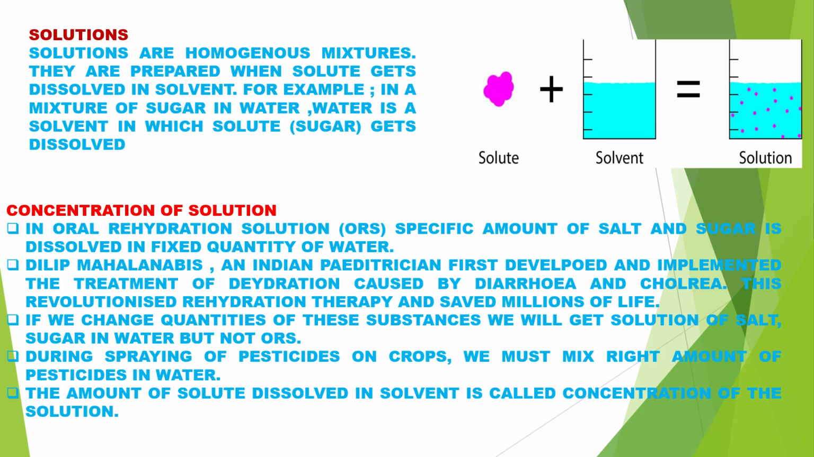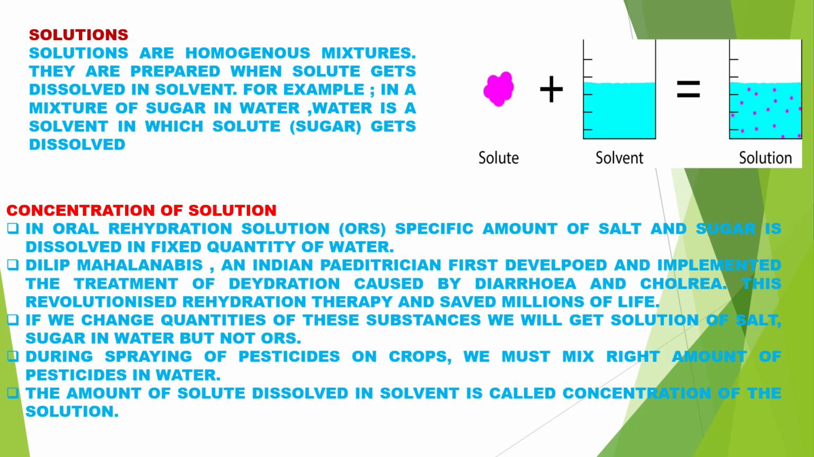Concentration of solution. In oral rehydration solution, ORS, a specific amount of salt and sugar is dissolved in a fixed quantity of water. Dilip Mahalanabis, an Indian pediatrician, first developed and implemented the treatment of dehydration caused by diarrhea and cholera. This revolutionized rehydration therapy and saved millions of lives. If we change the quantities of these substances, we will get a solution of salt and sugar in water, but not ORS.